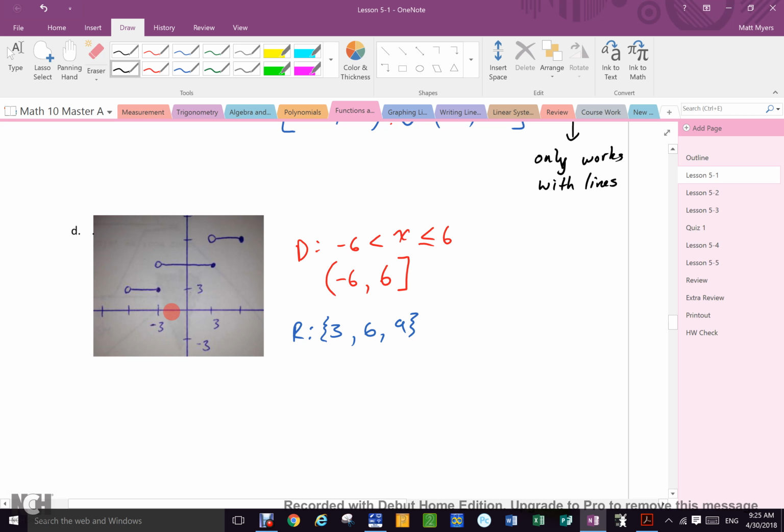What if that one was solid? Then it was. Now what is it? Relation. Does everybody understand?